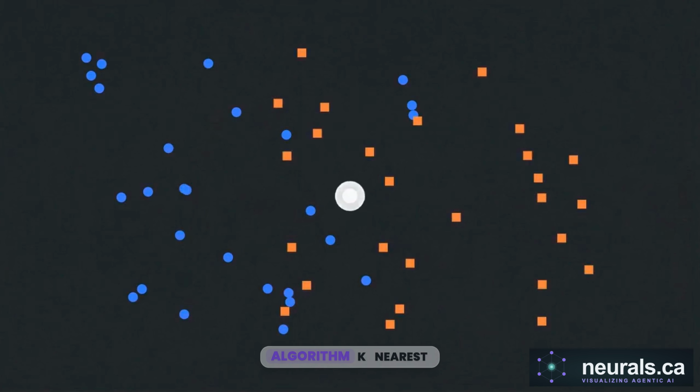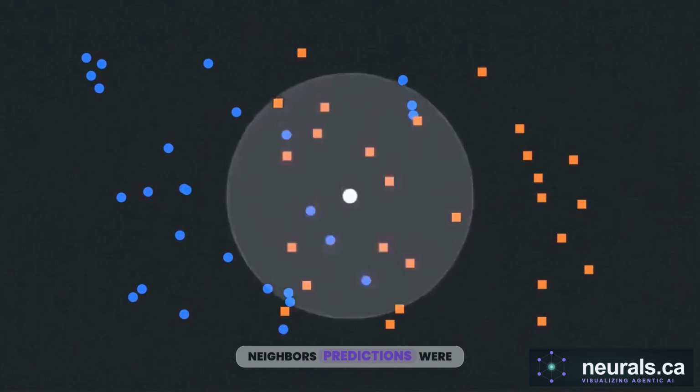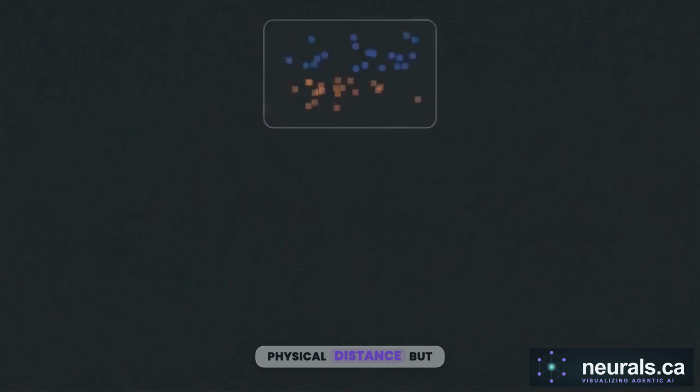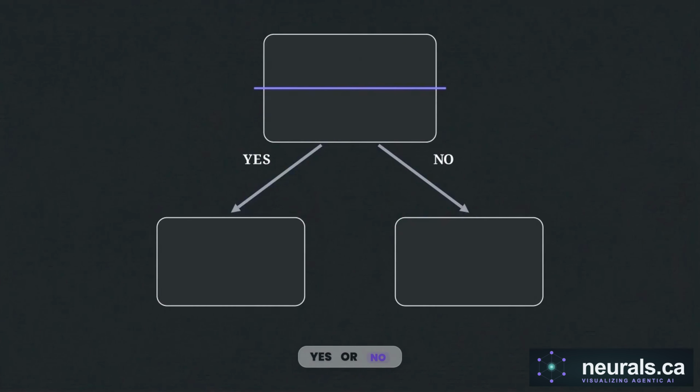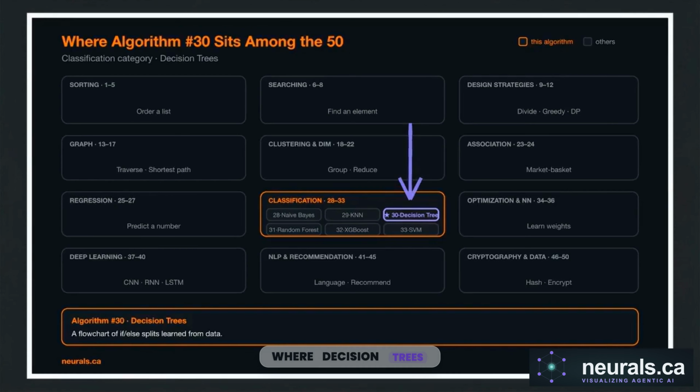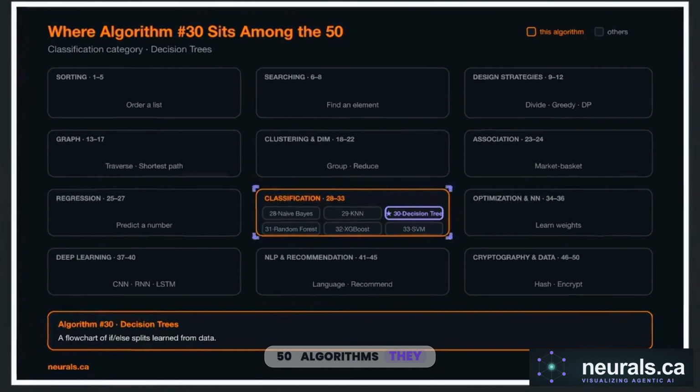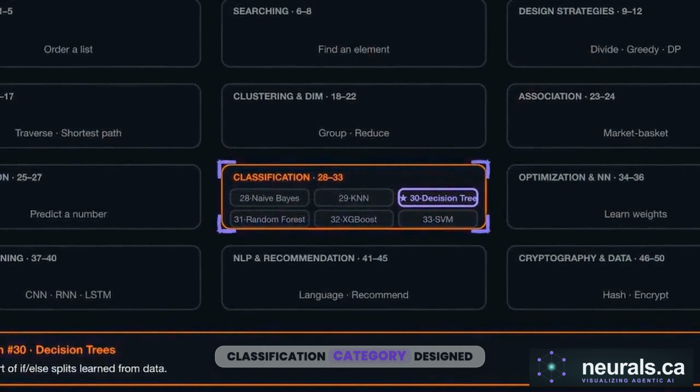In our previous algorithm, k nearest neighbors, predictions were made based on physical distance. But algorithm number 30 swaps distance for a logic of yes or no questions. This is where decision trees sit among our 50 algorithms. They fall under the classification category, designed to assign discrete labels to incoming data.